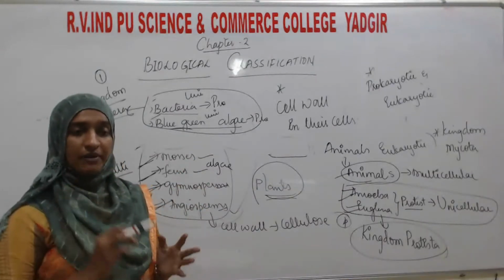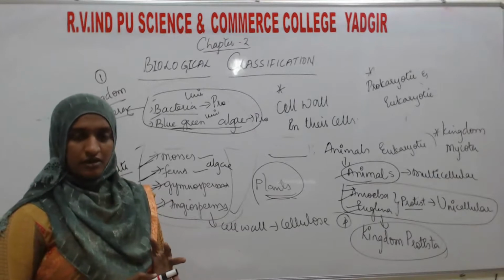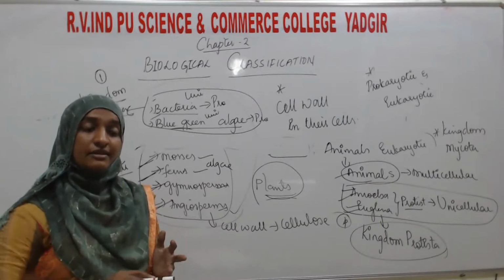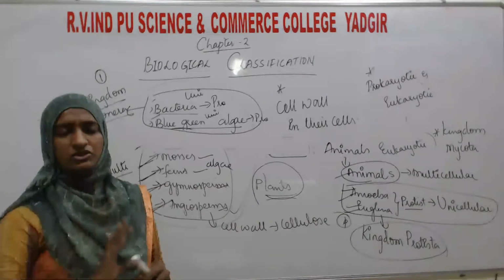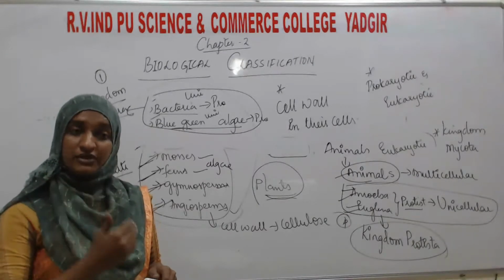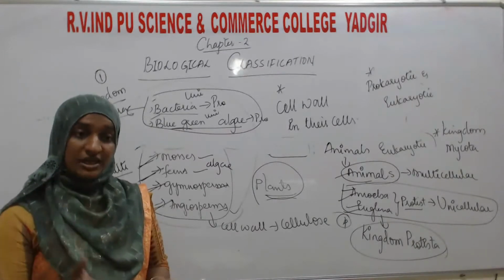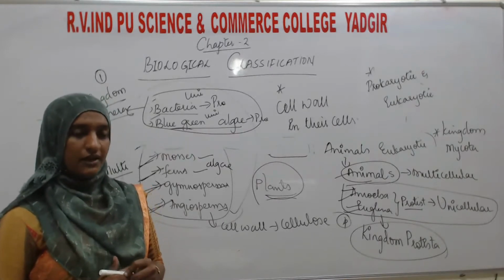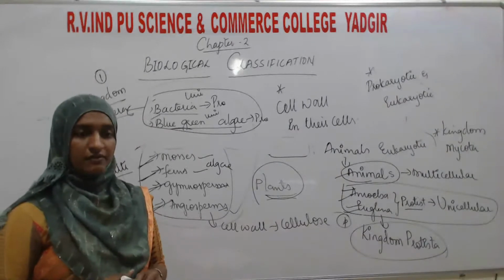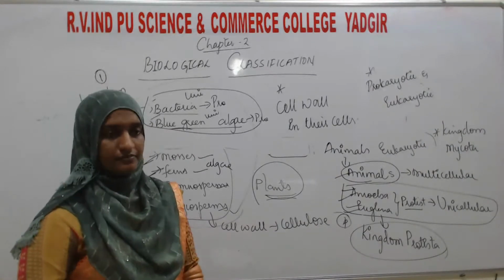The next comes plants and animals. For plants and animals there are different chapters. In this chapter they have a short explanation, but after this chapter there is a whole chapter on the plant kingdom and a whole chapter on the animal kingdom. That we will study in the next class.